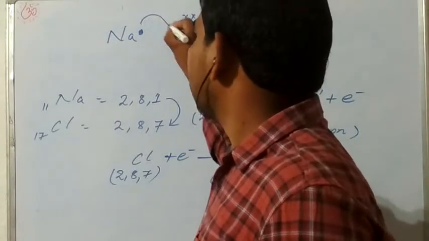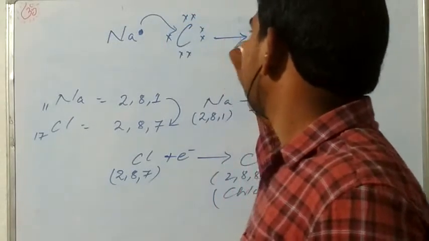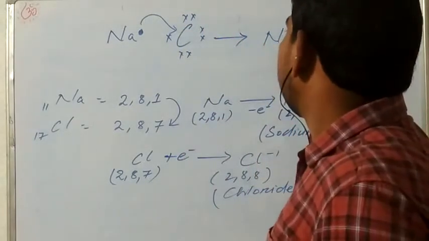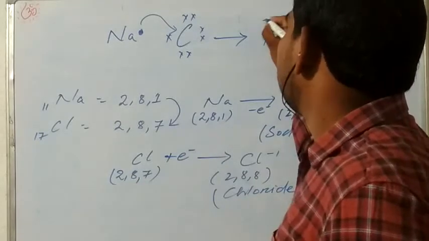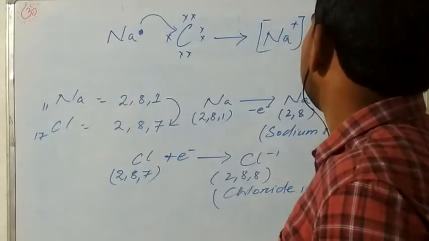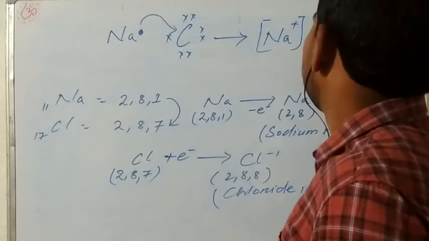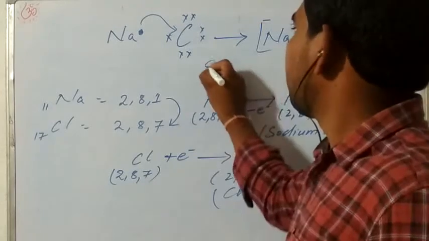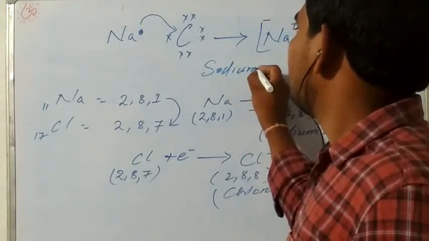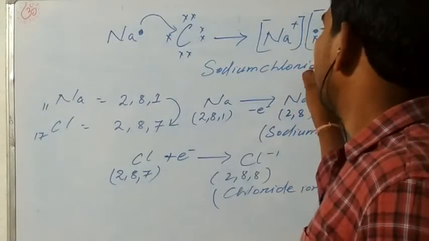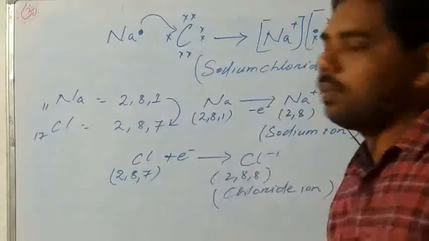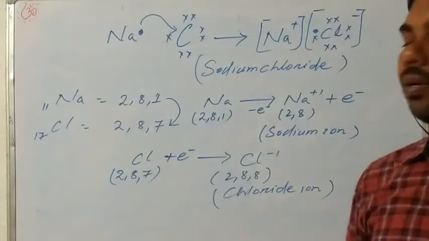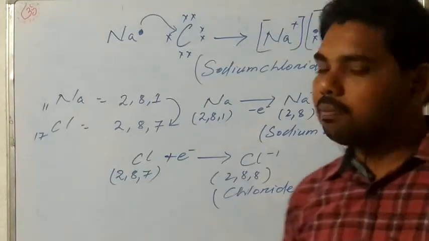Here 1 electron is donated to Cl. Then sodium chloride is formed. Sodium, Na, is positive, and chloride, having received 1 electron, is negative. This is sodium chloride. This is the electron dot structure of sodium chloride. This is the most important. In the exam it also comes: draw the electron dot structure of sodium chloride.